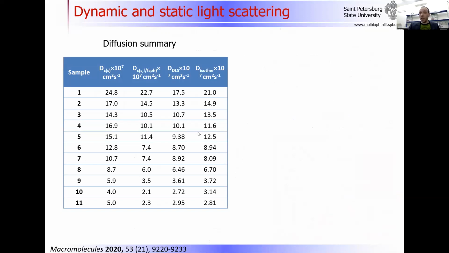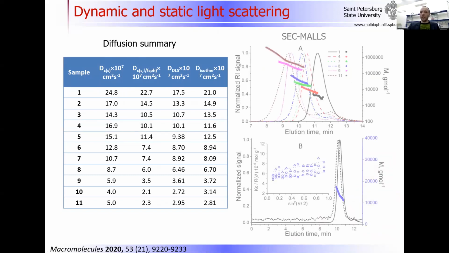In addition to that, the diffusion coefficients were also determined using classical approaches such as dynamic light scattering. So after all, we have a rather large data set of diffusion coefficients, and some of the techniques can be called absolute or independent, and they still give you different values of the diffusion coefficients. I will go a bit deeper into the details later.